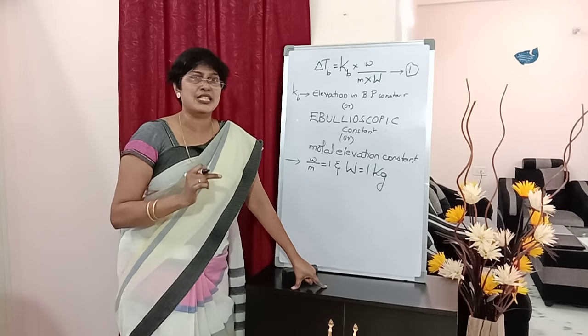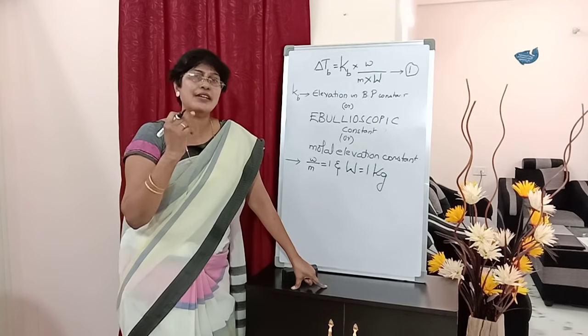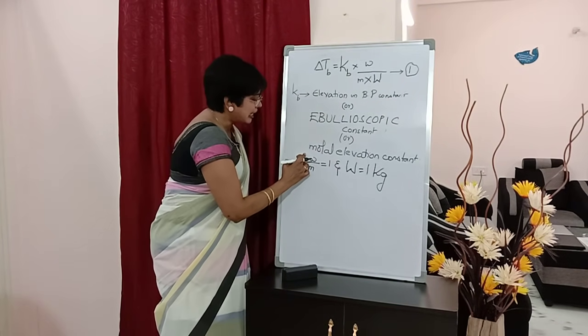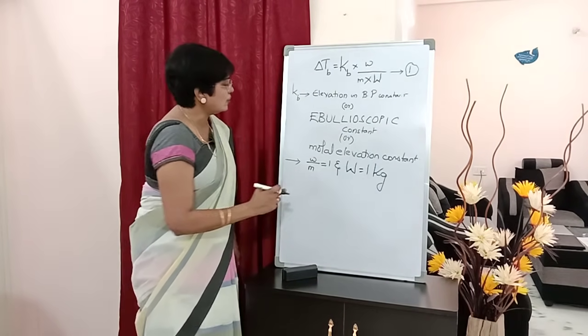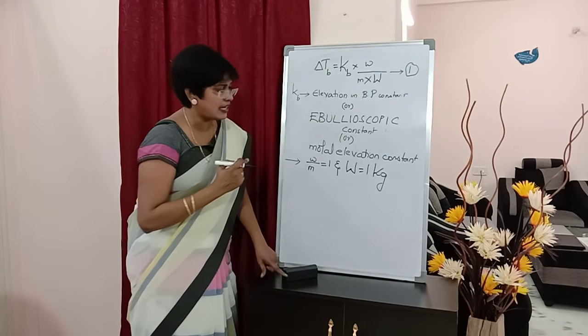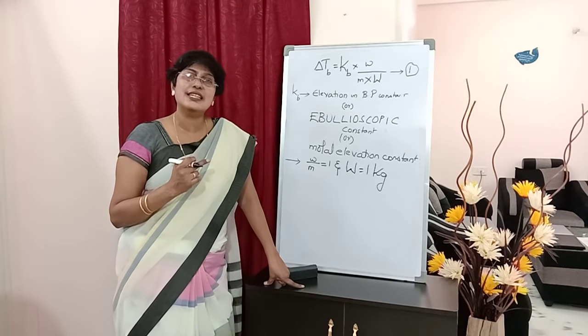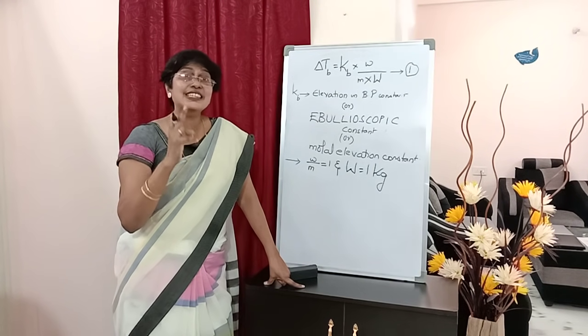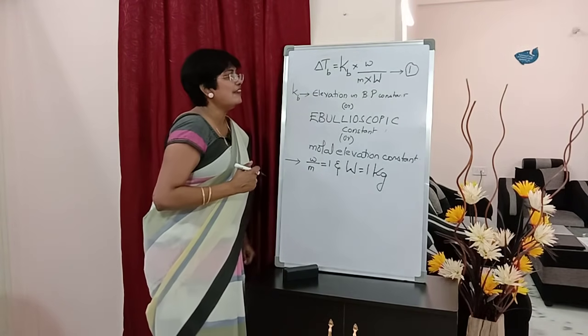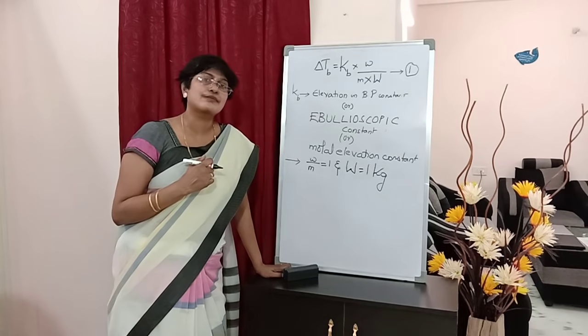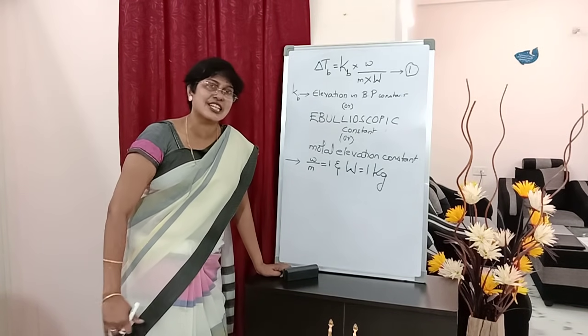In the above expression, if small w by small m is equal to 1 and capital W is equal to 1 kg, then equation 1 becomes. Write it down in the comment section, answer.